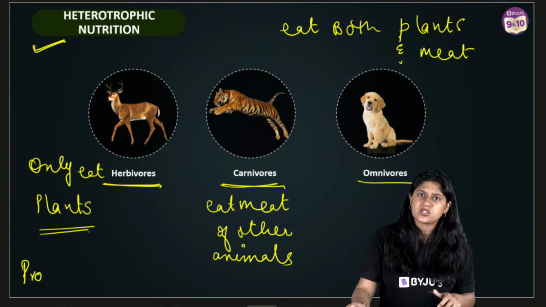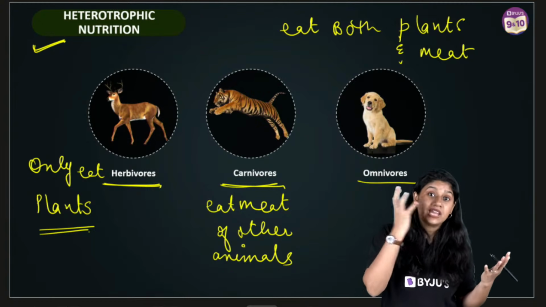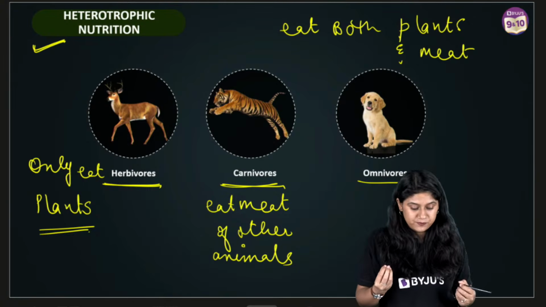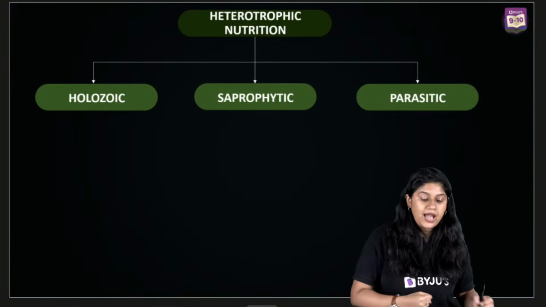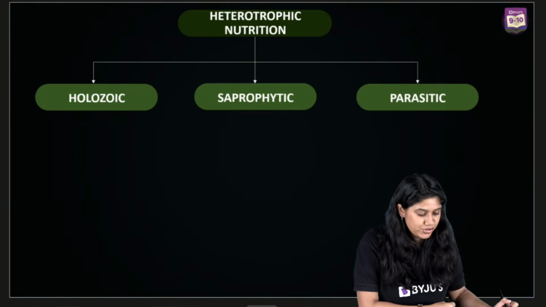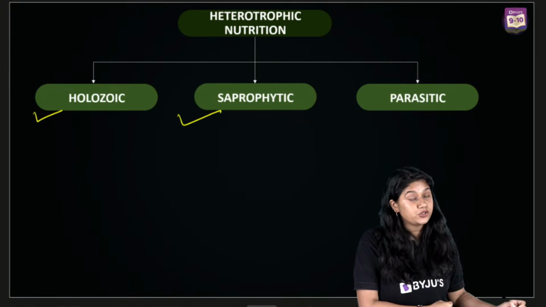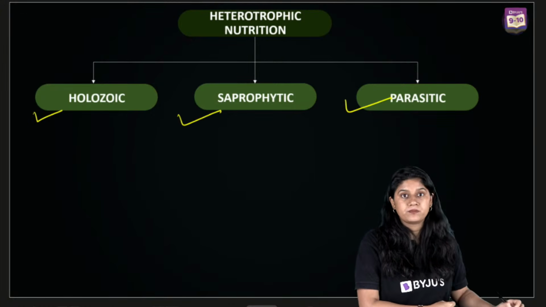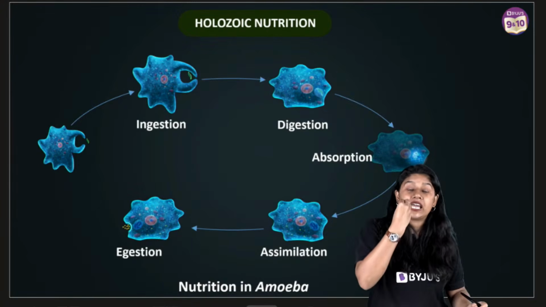They are called producers because they are the ones actually making the food by themselves, and they are eaten by other organisms. Furthermore, when we talk about the heterotrophic mode of nutrition, we have a broad division, everyone. We have the Holozoic mode of nutrition, the saprophytic mode of nutrition, and the parasitic mode of nutrition. Holozoic mode of nutrition is a mode where we intake the food.